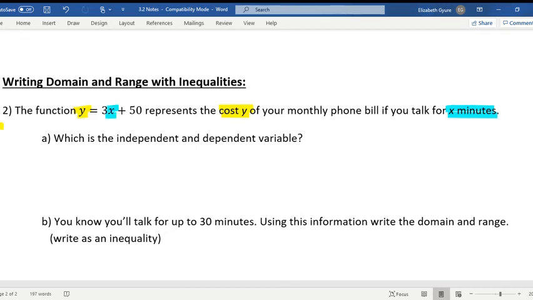So we have to use that information to decide which one is independent and which one is dependent. So y equals 3x plus 50 represents the cost of your monthly phone bill if you talk for x minutes. Which one do you think is independent? Which one are you deciding, Aaron? X is independent because you decide the number of minutes you talk, right? That's your decision. So we're going to say independent. That is x minutes.